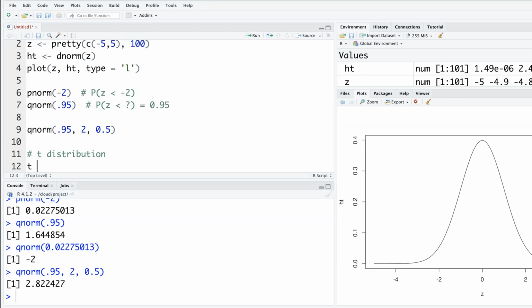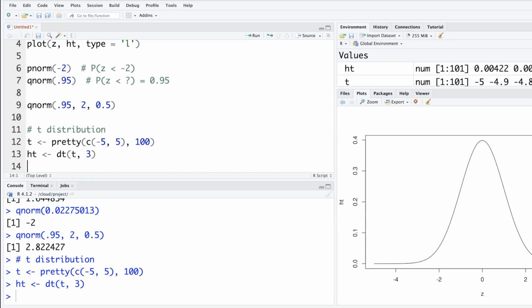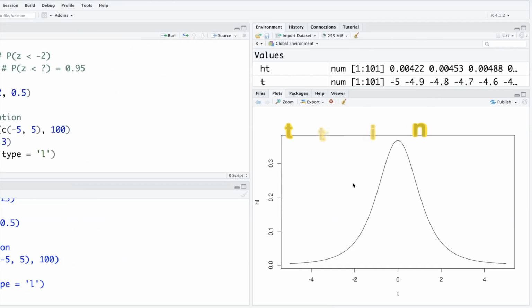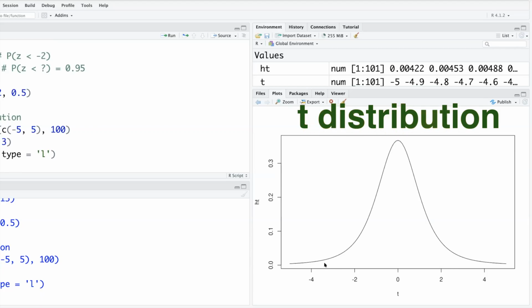We can store 50 and some values between -5 and +5, only 100. And for height, we'll use D for distribution and then T. And we have defined T earlier. But for using T distribution, we need also degrees of freedom. And then we can do the same thing. Plot this. Z becomes T. So you can see the tails are slightly thicker. If you go back compared to this, see clearly thicker tails.